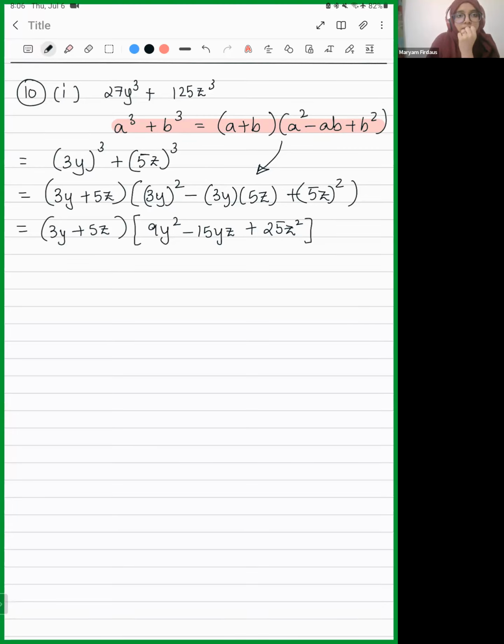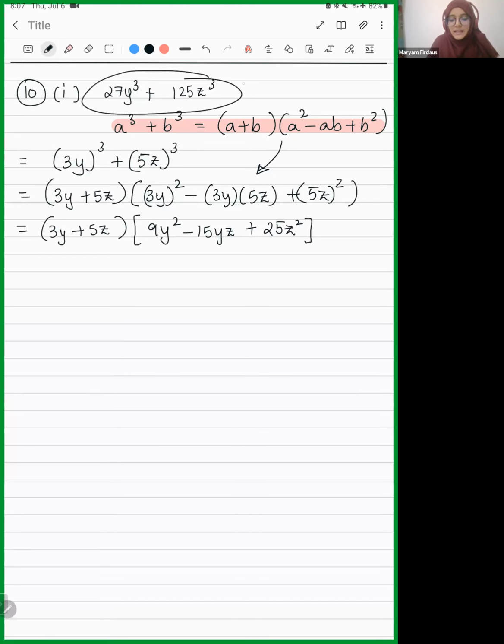Then you have to multiply the 3y into 9y square. No, you don't have to do that. See, if you do that, you're going to get the same thing again.